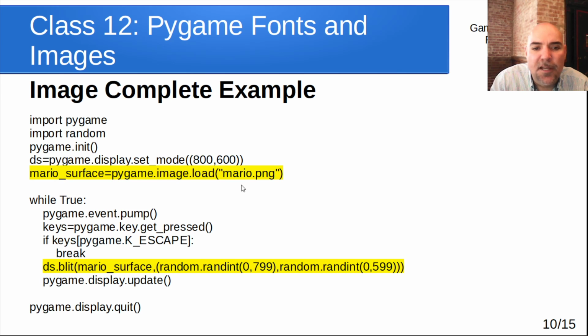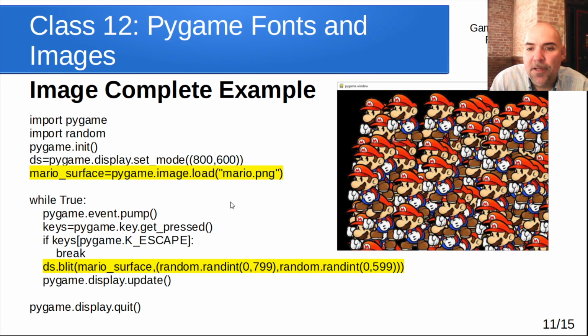And in this case, I highlighted the 2 lines. Step 1, loading the image, again, outside of the loop, before the loop. And then the main game loop, blit the image. And in this case, I'm just blitting it to a random location on the screen. All right, so what does that do when we run it? Well, I had this Mario.png that I loaded, and I just blitted it everywhere.